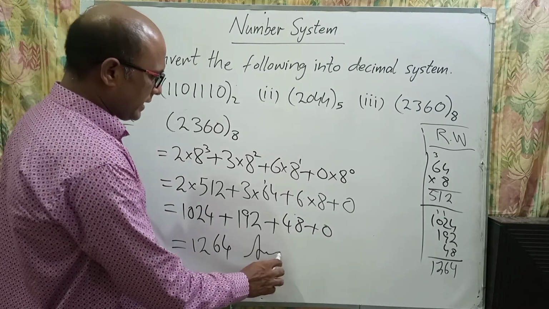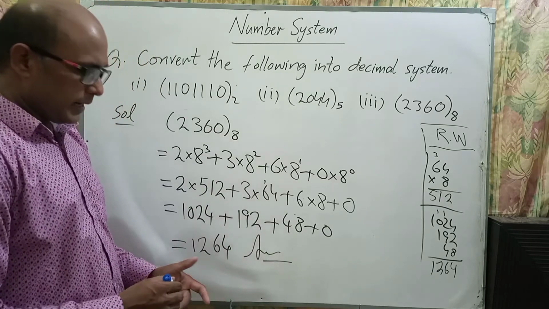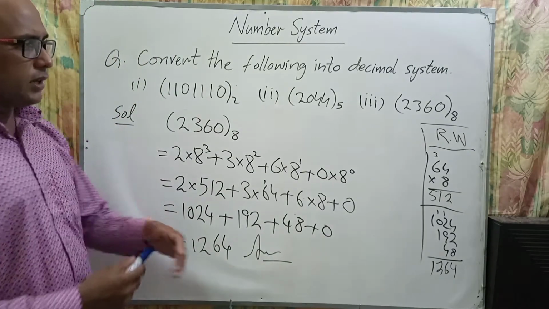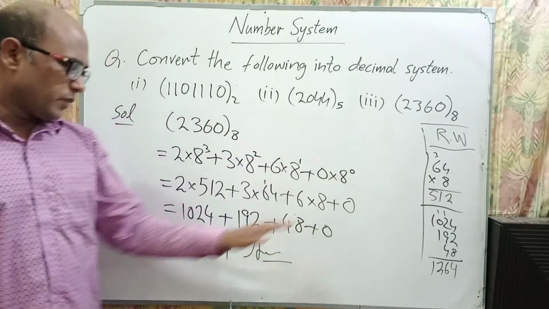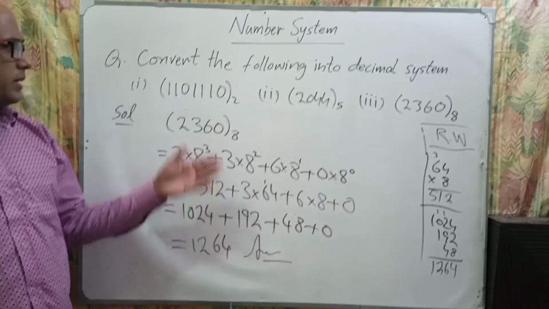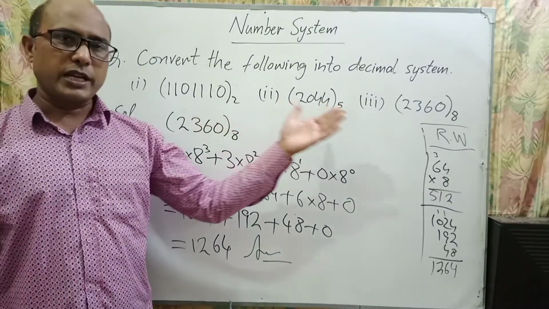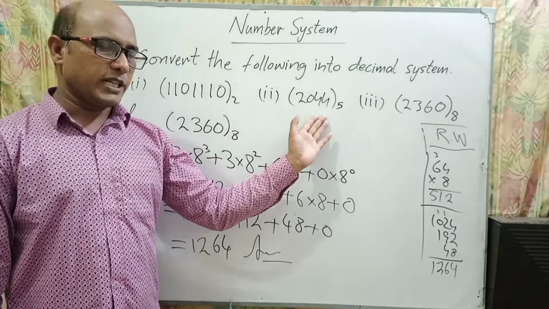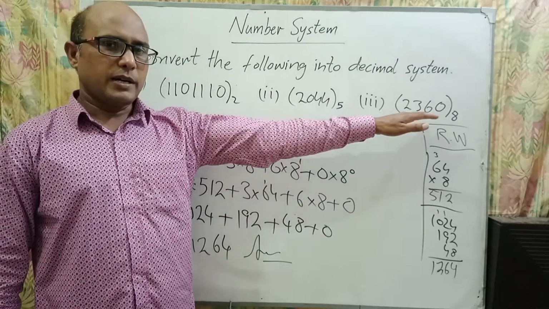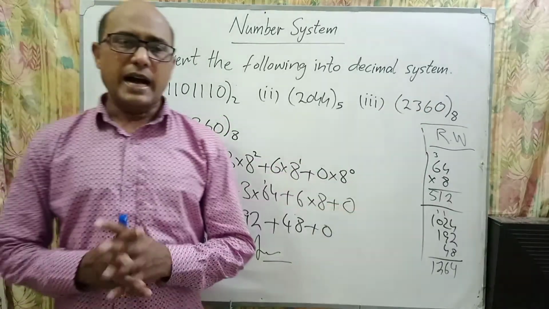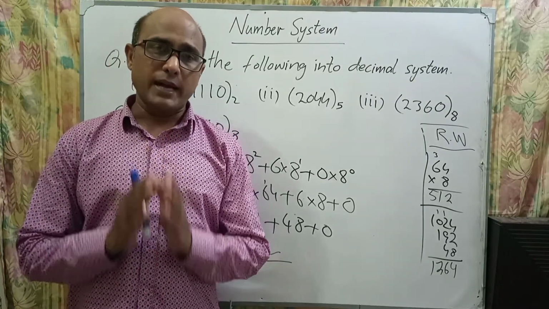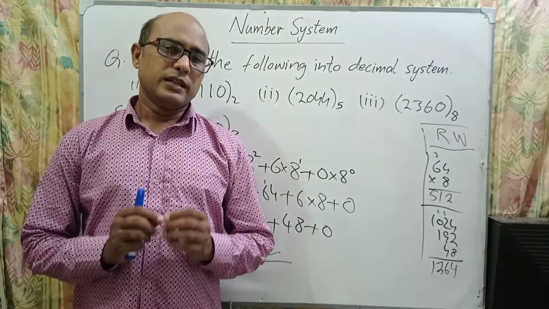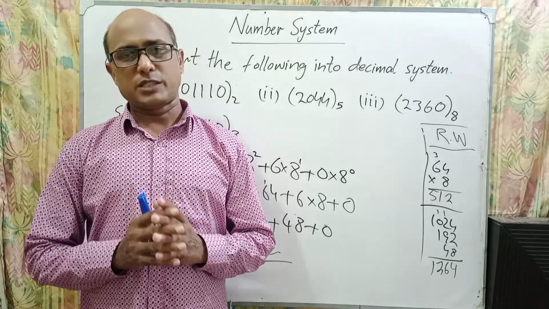1264. It is converted into a decimal number. The octal number is converted into a decimal number. We have done all three parts: a binary number, a number with base 5, or a number with base 8. I hope you have understood the method how to convert the numbers into a decimal number.